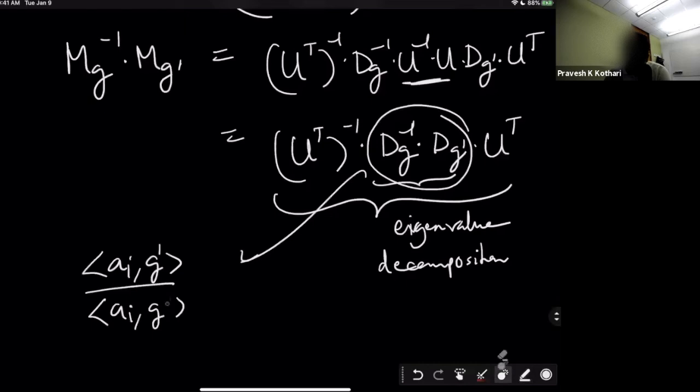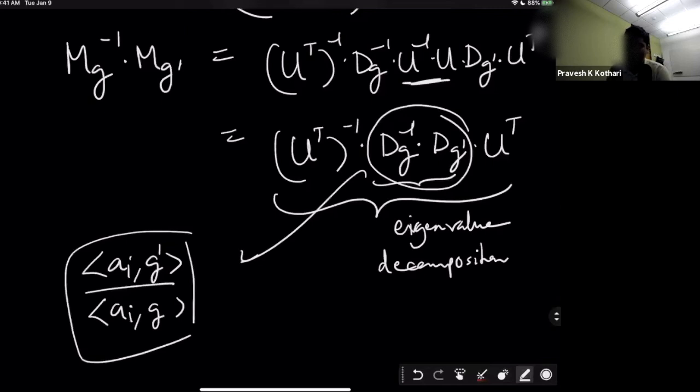And now again, by a similar argument to what we did earlier, these ratios will all be distinct for different i's, which means I have a diagonal matrix with distinct eigenvalues. And so what I've ended up with is again an eigenvalue decomposition where the eigenvectors are the vectors I care about and the eigenvalues are all distinct, which means I can recover the columns of U from it.